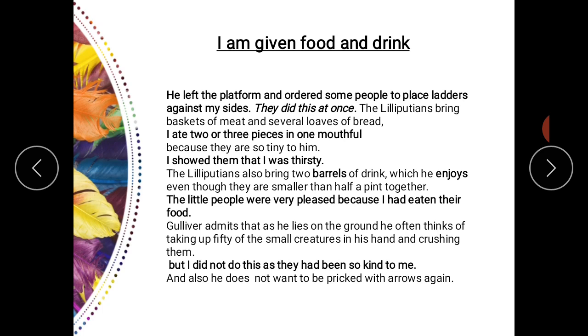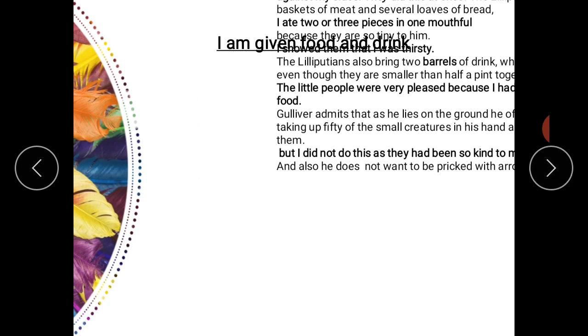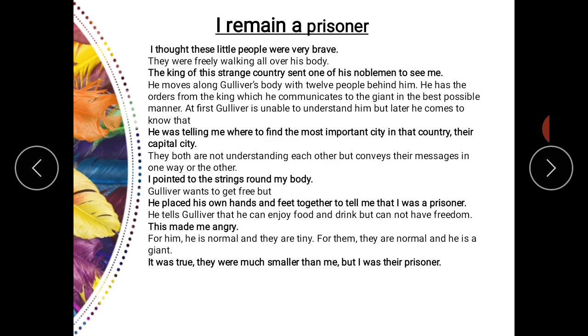There were 2 reasons behind that. I did not do this as they had been so kind to me, because they had offered him the food and drink. They were so kind to him. And also, Gulliver does not want to be pricked with arrows again. Yes, that was a very painful thing they did with Gulliver. Okay. Now the next is I remain a prisoner.